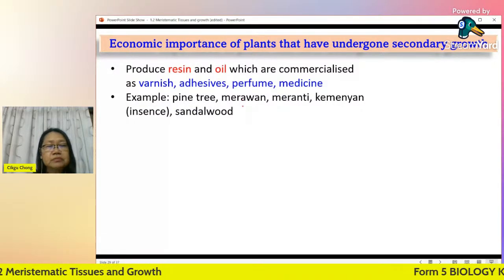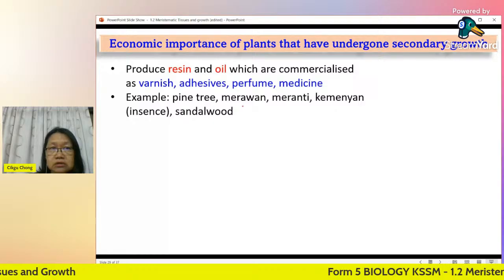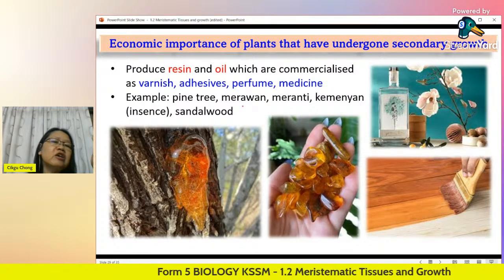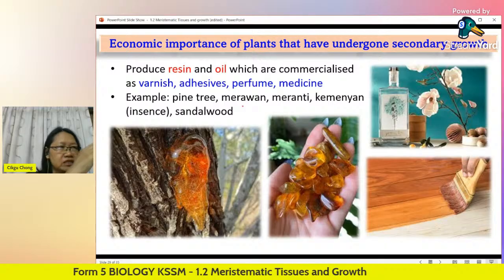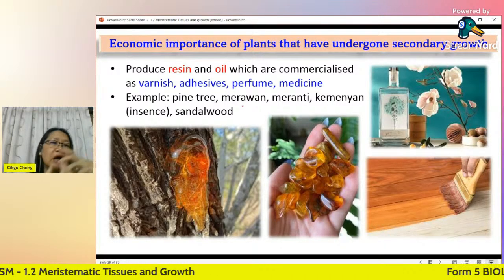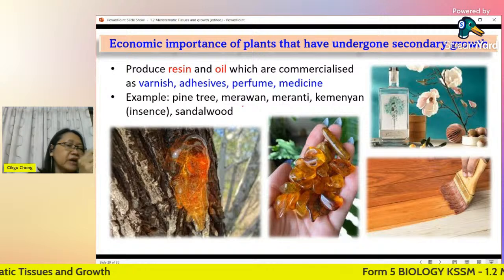Besides that, certain trees are woody trees. They produce resin. Resin is some kind of sticky substance. When you hurt the tree, some kind of liquid will ooze out, will flow out. That is actually resin. And sometimes it is sticky.